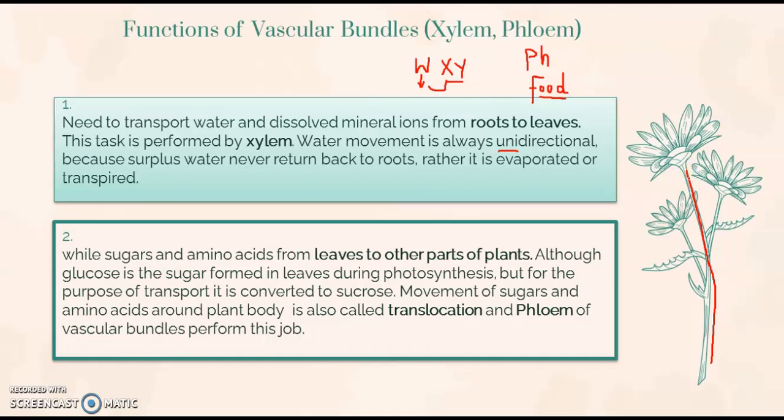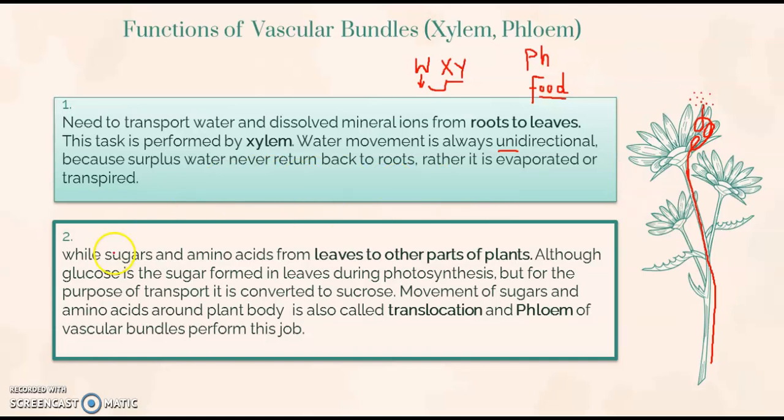The reason is that the water molecules over here are going to be used in the process of photosynthesis, but the remaining water molecules which are not required, which are surplus, are going to be transpired. They are going to be evaporated. The process is called transpiration. I hope you already know about that process. So it's lost to the environment but never returned back, because surplus water never returns to roots, rather it is evaporated or transpired.